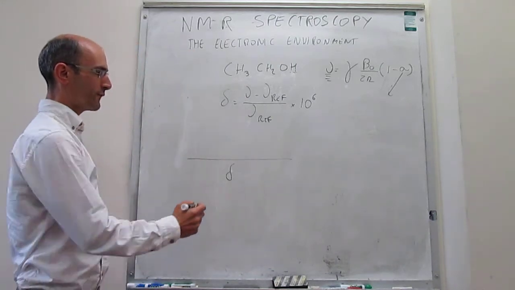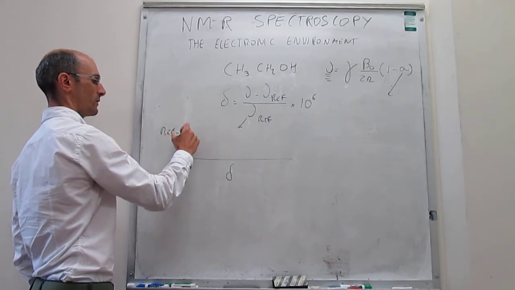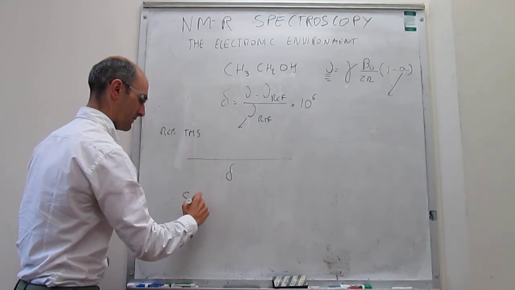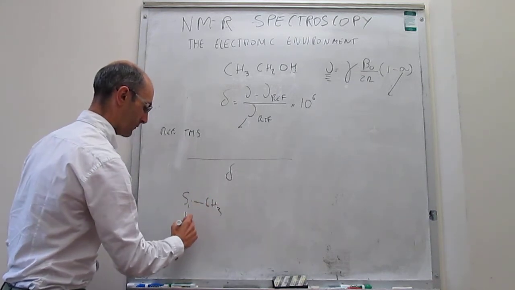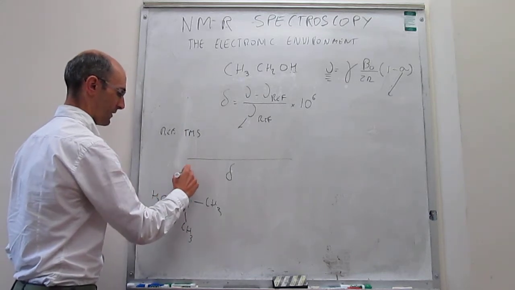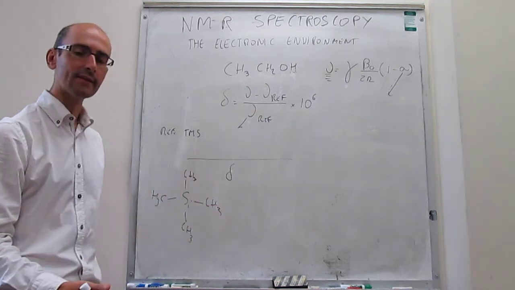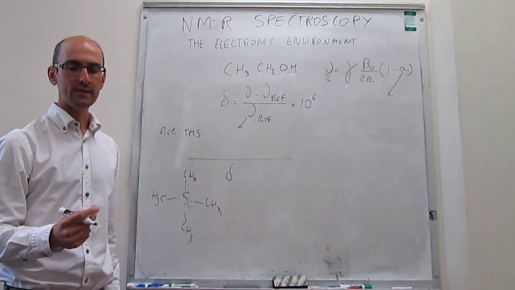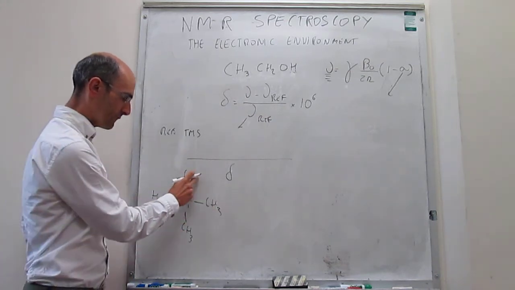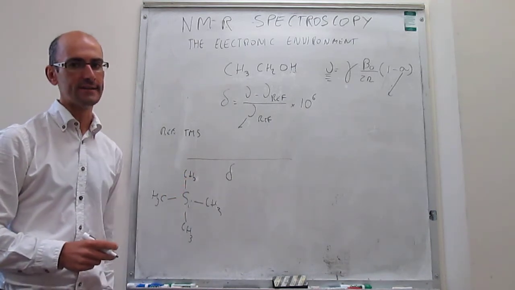For proton NMR, the reference is a molecule called tetramethylsilane, a molecule that looks like this: silane with four methyl groups. It has a tetrahedral shape. All of these protons have exactly the same electronic environment, which means you need only a very small amount of this molecule to get 12 protons that absorb at exactly the same frequency. They give you a very intense signal.